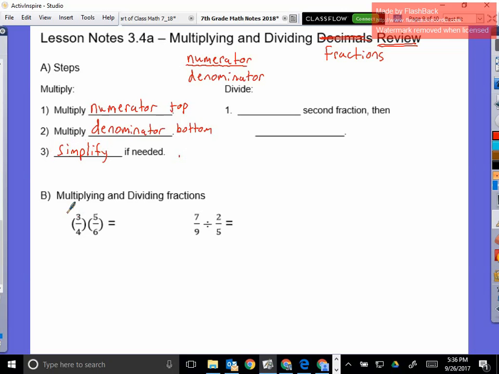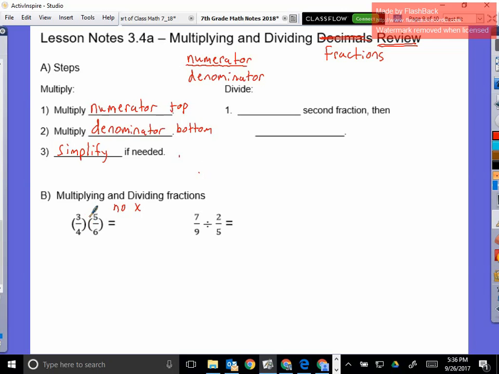Here's our first example. You may notice there is no multiplication symbol in between these fractions. This Go Math 7 book has been doing this to us. When we have numbers and fractions next to each other with parentheses, that means multiplying. The reason they're doing that is they're trying to get us away from using the x, so that when we start doing some algebra later this year, we don't get confused. So when you see the numbers next to each other in parentheses, that means multiply.